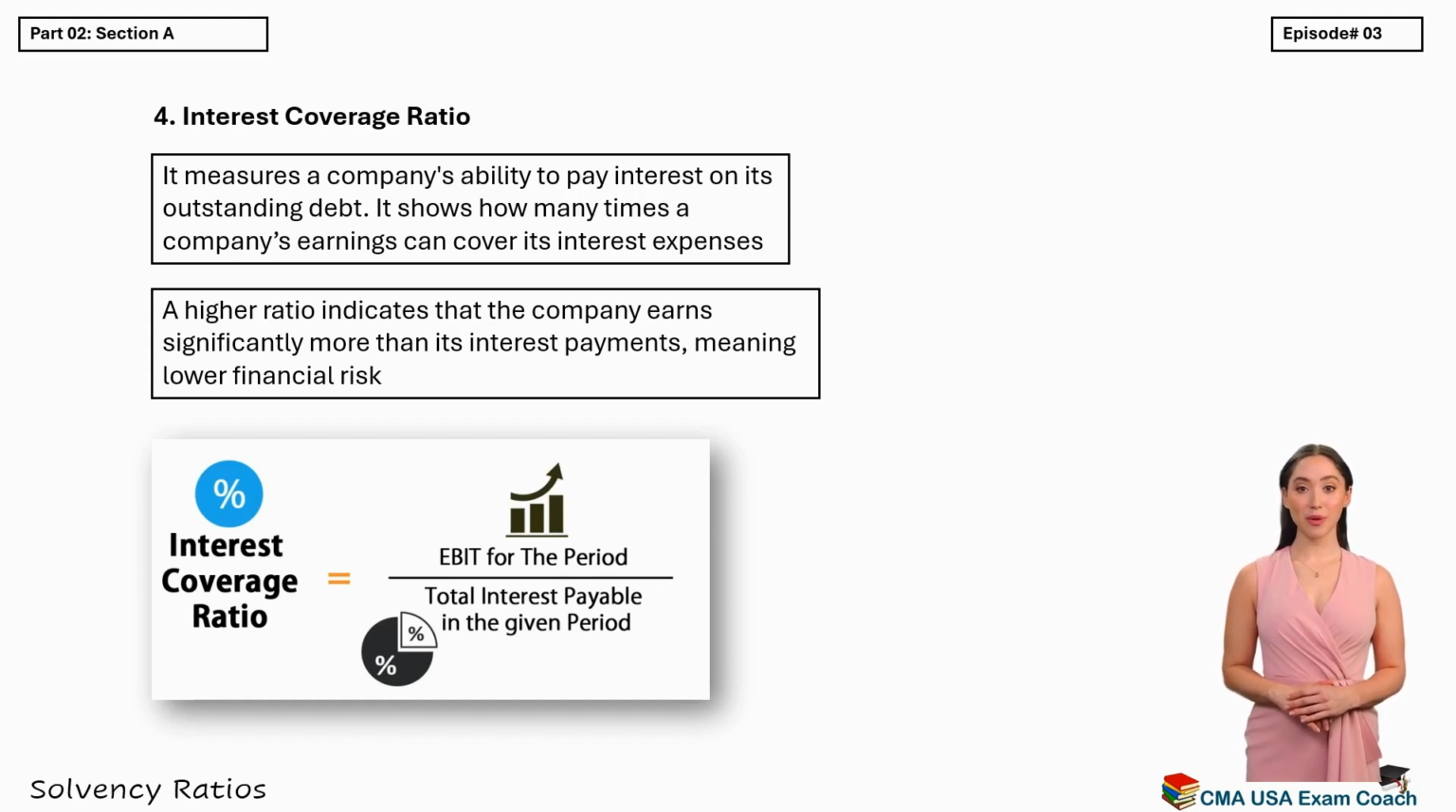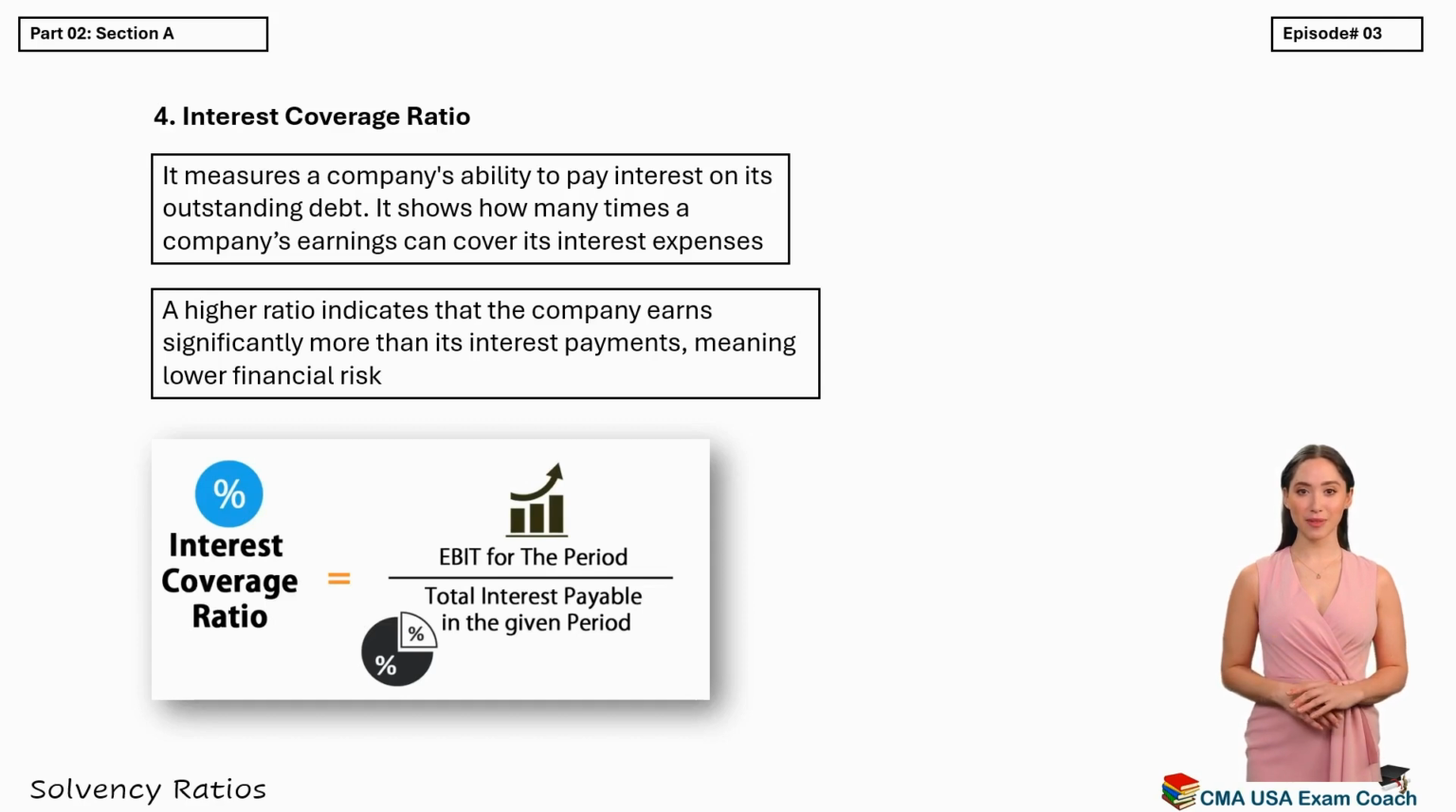Why is this ratio important? It helps creditors and investors assess whether a company generates enough earnings to pay its debt interest. Lenders use this ratio to determine a company's creditworthiness before approving loans. It is a key indicator of financial stability, especially for companies that rely on debt financing.